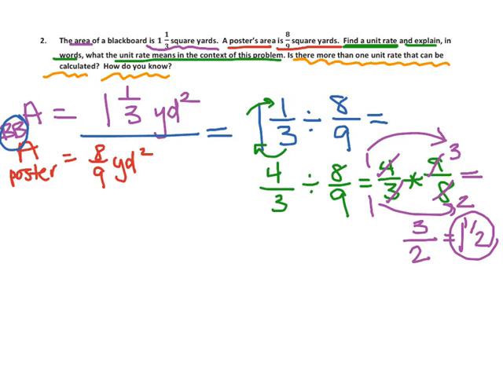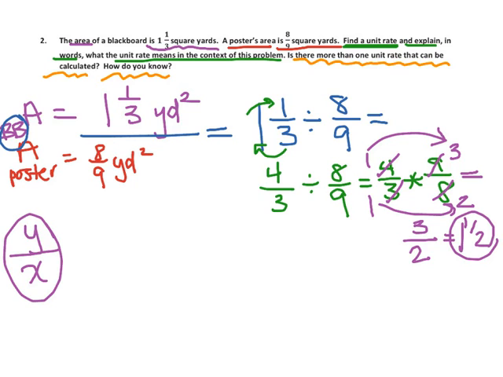I know that I'm solving for the blackboard because I put the blackboard information in the numerator. Usually we divide the y by the x, the dependent versus the independent, but here they didn't specify which one is which. So I divide it this way first.